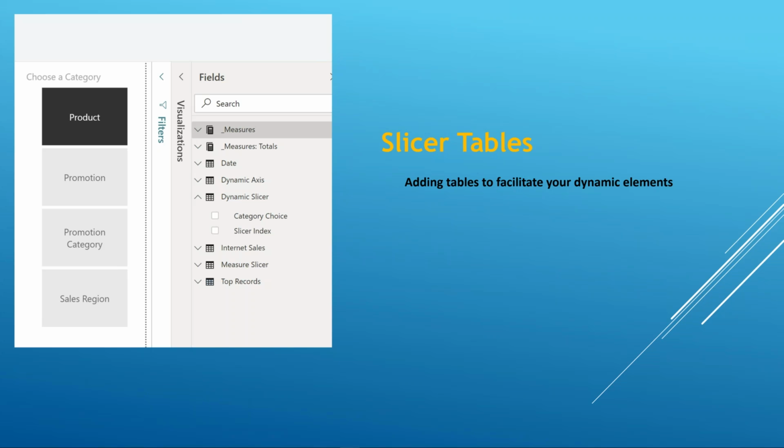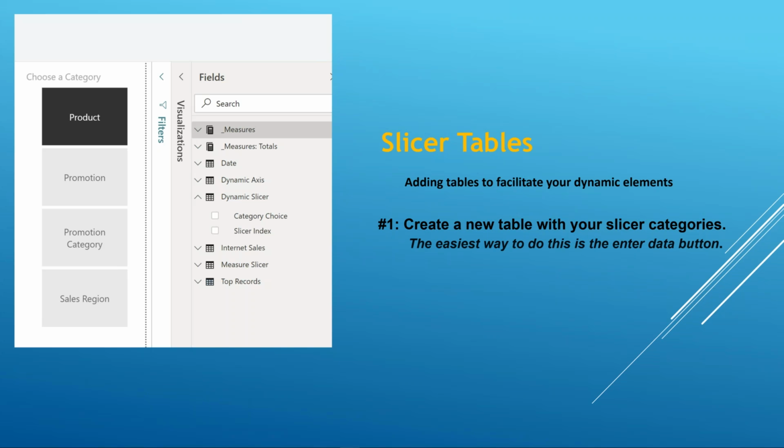And here's an example of a slicer table. As you can see, it's just got categories of data, and you're going to choose which one you want to look at. To create it, you're going to create a new table with the categories. The easiest way to do this is to just hit the Enter Data button. If you've only got 4 or 5 choices, it's really easy to just type them in. I will normally also add an index column with just 1, 2, 3, 4, so that you can select what order they show up in.